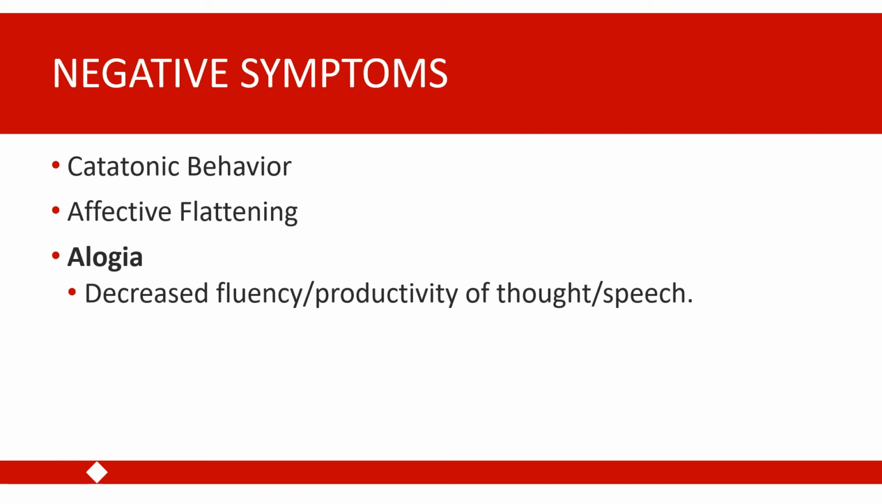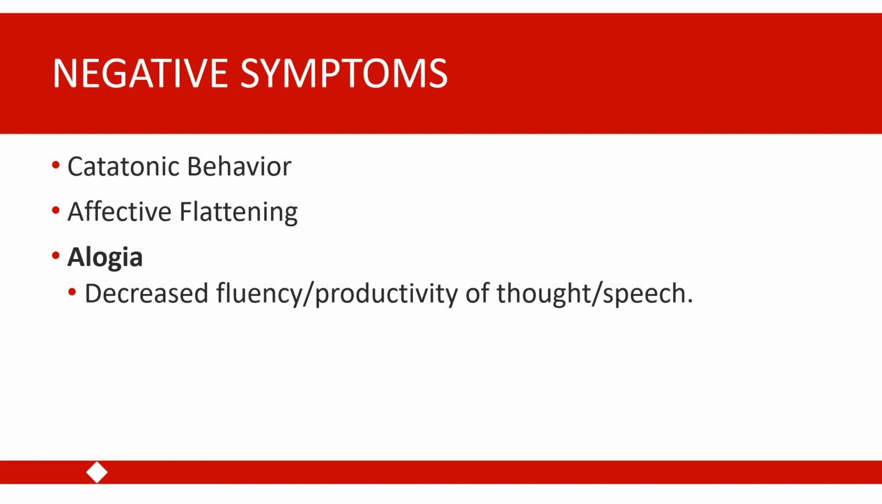Another domain that we can see affected in negative symptoms is speech and language, and we call this alogia. So alogia refers to decreased fluency or productivity of thought or speech. So again, here where we're seeing decreased fluency or productivity of speech, we are assuming that this is an external representation of the internal subjective experience of decreased fluency or productivity of thought. So this might be a slowing of thought and speech.